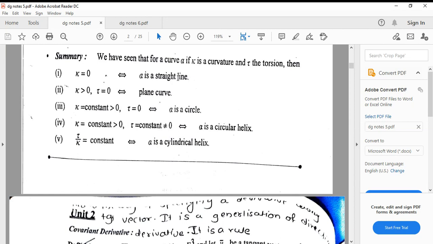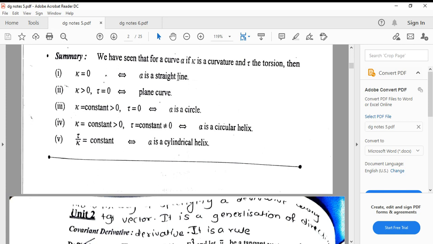These we have solved. Now you can go for the next one: if kappa is a constant greater than 0 and torsion is 0, then alpha is a part of a circle with radius 1 upon kappa. This also we have solved. Now you can solve the fourth and fifth: if kappa is constant greater than 0 and torsion is non-zero, then alpha is a circular helix, and if torsion and curvature are such that tau by kappa is a constant, then curve alpha is a cylindrical helix. Okay, so you can solve all those examples.